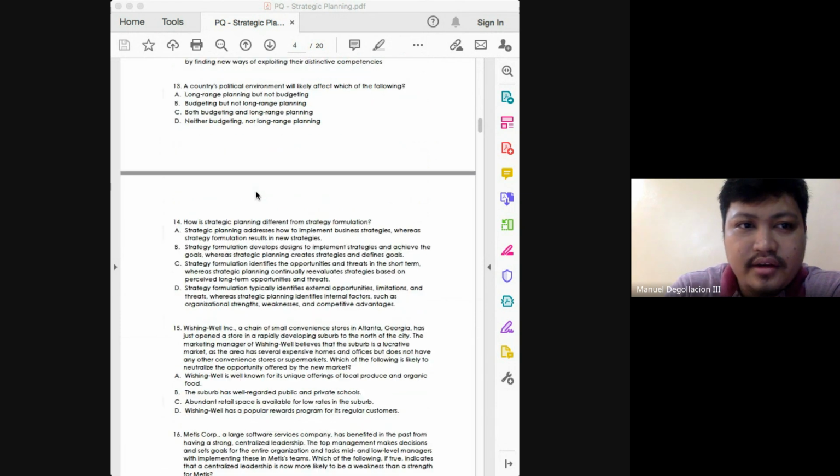Number 13, a country's political environment will likely affect which of the following? Political environment. This would be more on long range planning, but not so much on budgeting. So the answer here is letter A.